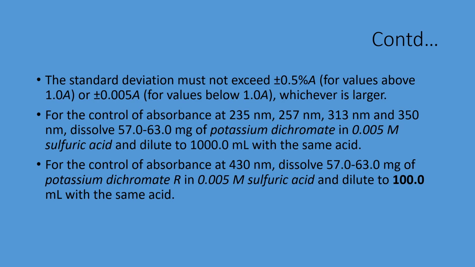For the control of absorbance at 235 nanometers, 257 nanometers, 313 nanometers, and 350 nanometers, dissolve 57 to 63 milligrams of potassium dichromate in 0.05 molar sulfuric acid and dilute to 1000 ml with the same acid. For the control of absorbance at 430 nanometers, dissolve 57 to 63 milligrams of potassium dichromate in 0.05 M sulfuric acid and dilute to only 100 ml with the same acid.